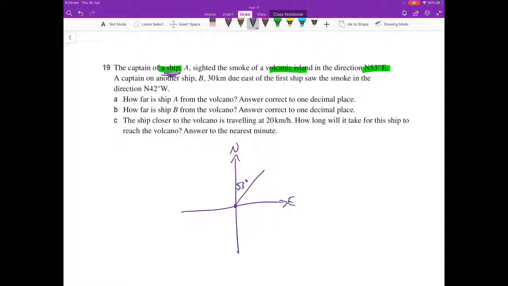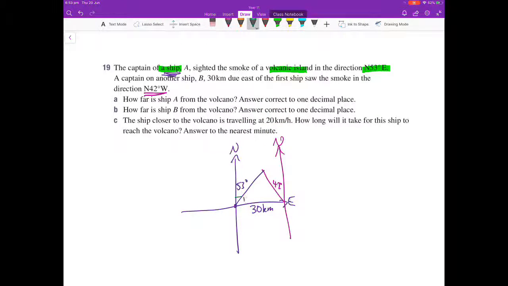We've got ship A down in the center of that compass. We've got a second ship that is 30 kilometers due east of the first ship. So along that east line we're going to have this second ship. He's going to have his own north, because we need him to have the compass bearing of north 42 west, which is back the other direction, and our 42 in between that line and our north. We want to know how far ship A is from the volcano and how far ship B is from the volcano, to one decimal place for each of them. So we're going to chuck our 30 kilometers on there, work out some angles so that we can find the other side.